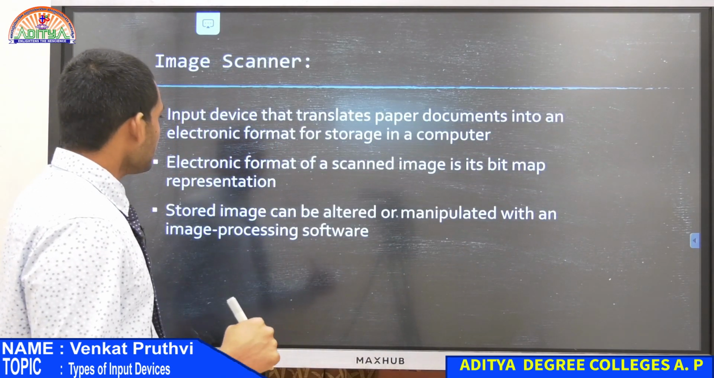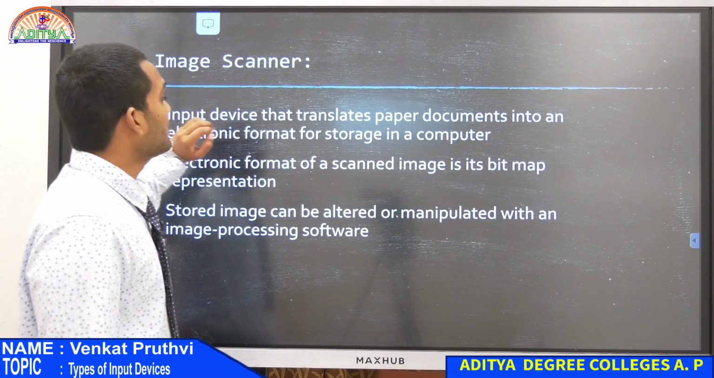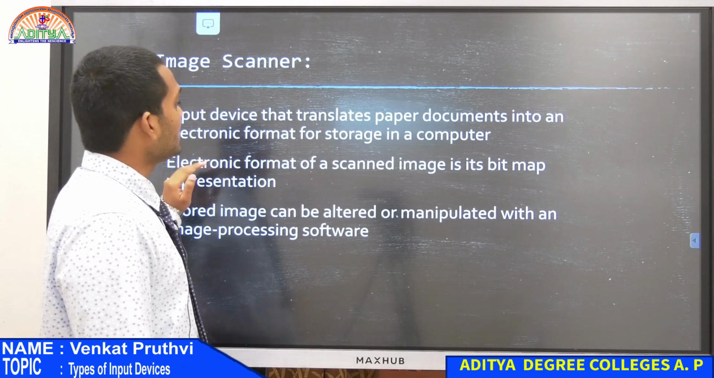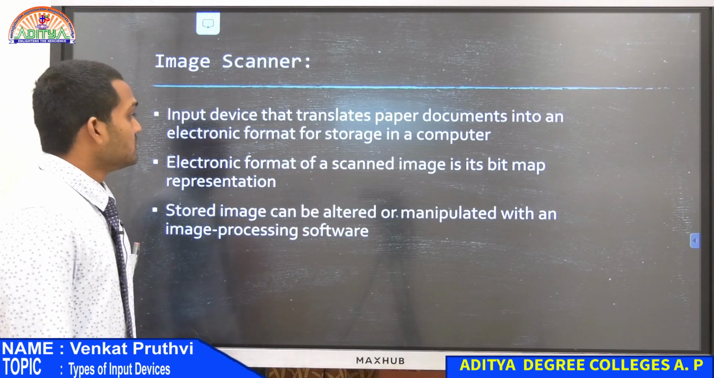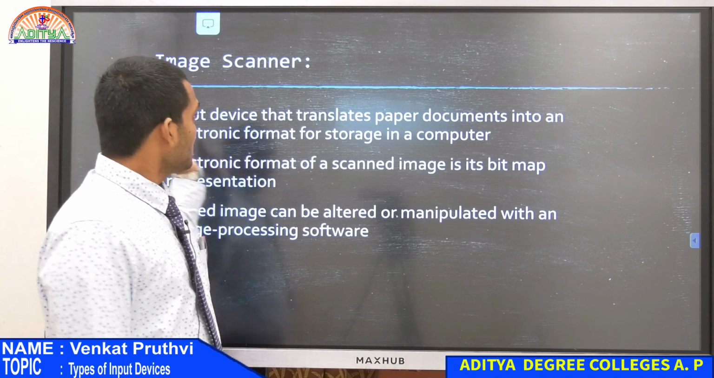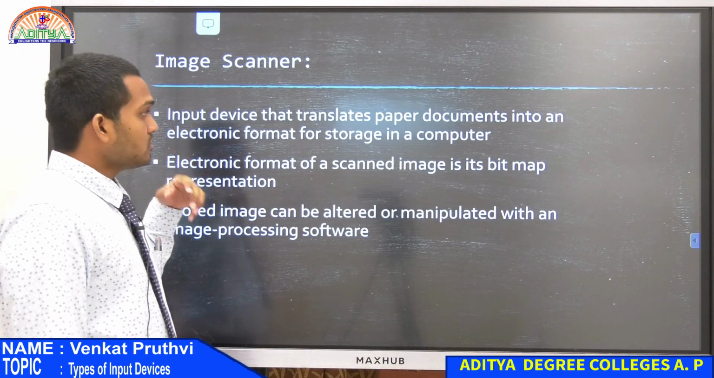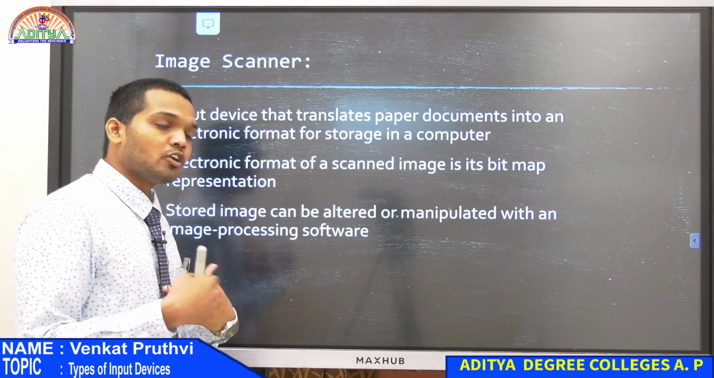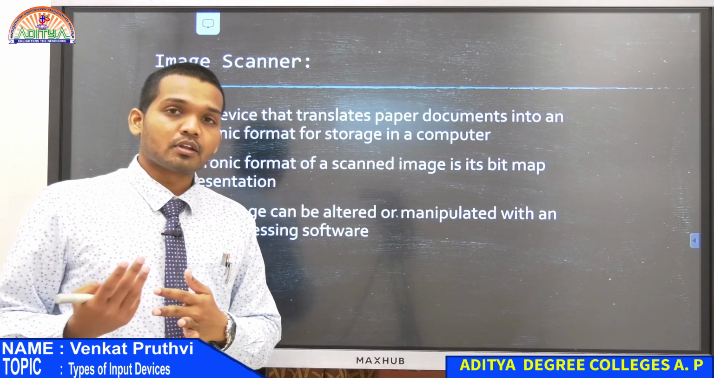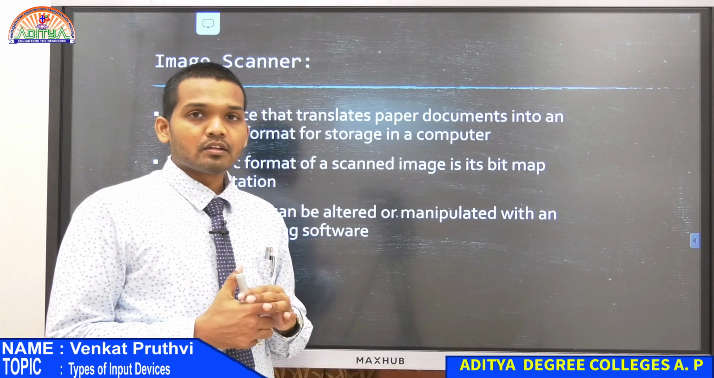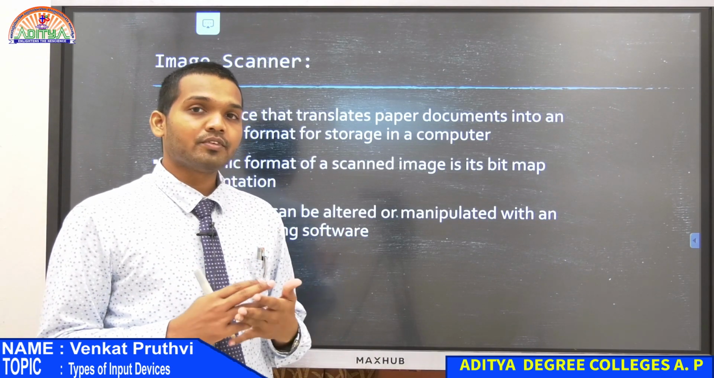And then we have something called an image scanner. What do you mean by image scanner? An input device that translates paper documents into an electronic format for storage in a computer. Now all this comes under your data scanning device. Whenever you are trying to scan a document or anything, when you scan it and when you see the soft copy in your computer, what is the format that you generally get it in? You will get that output in the form of an image.